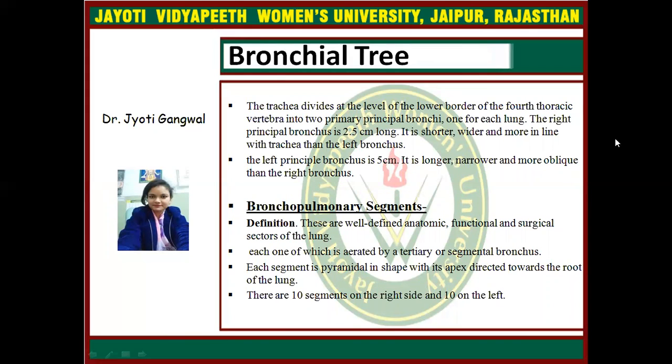Bronchopulmonary segment. The definition is these are the well-defined anatomical, functional, and surgical structure of the lung. Each one of which is separated by a tertiary or segmental bronchus, and each segment is pyramidal in shape, with its apex directed towards the root of the lung. There are 10 segments on the right side and 10 on the left side.